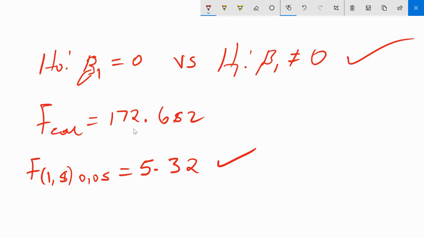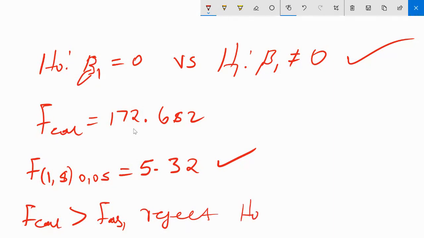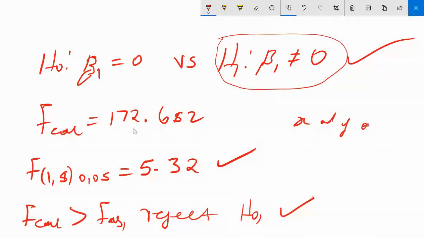Now, you decide whether you reject or fail to reject. So you can see that the F calculated is greater than the F tabulated. Then you reject H0. There's a mark for that. Then you conclude. You conclude in favor of this. What does that mean? Beta 1 is not equal to 0. Beta 1 is not equal to 0 means that there is a relationship. There is a significant relationship between X and Y at 5% level.